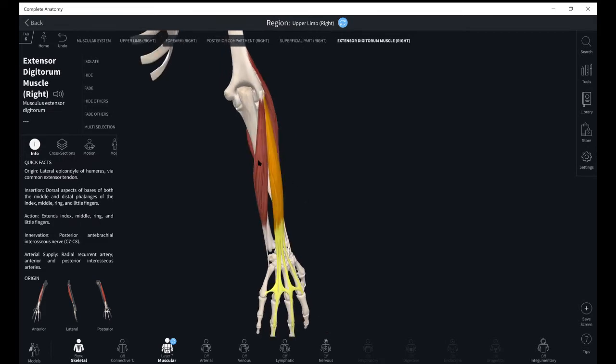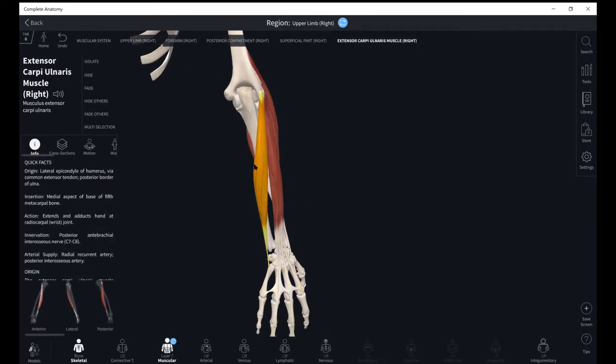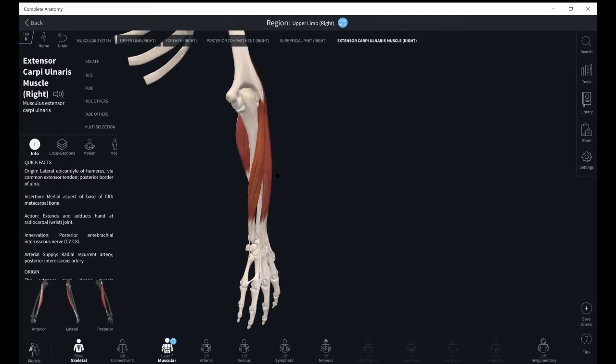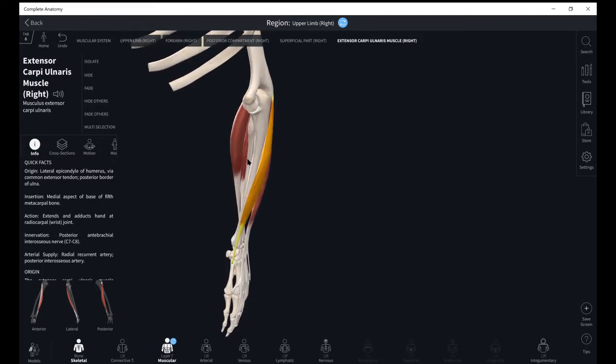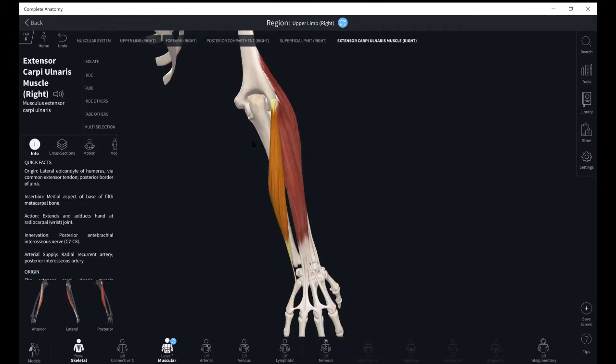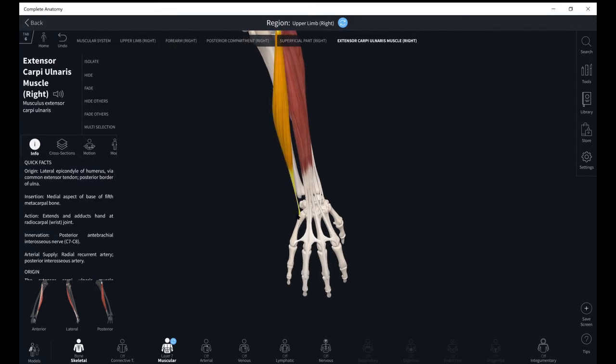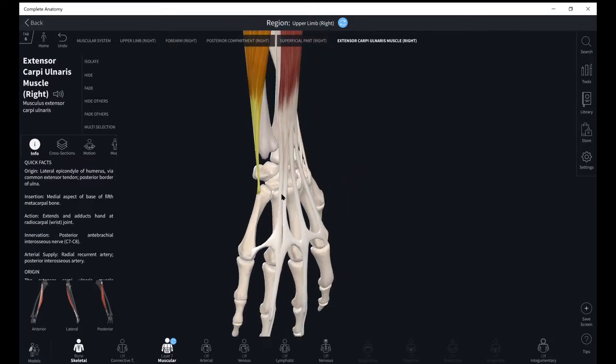We finally move to our more lateral location, extensor carpi ulnaris. Again, origin is the lateral epicondyle of the humerus via the common extensor tendon and also the posterior border of the ulna. Can't really see that in this representation. It inserts in the medial aspect of the base of the fifth metacarpal bone, and its action is extending and adducting the hand at the wrist joint. It's innervated by the posterior antebrachial interosseous nerve, C7 and C8.